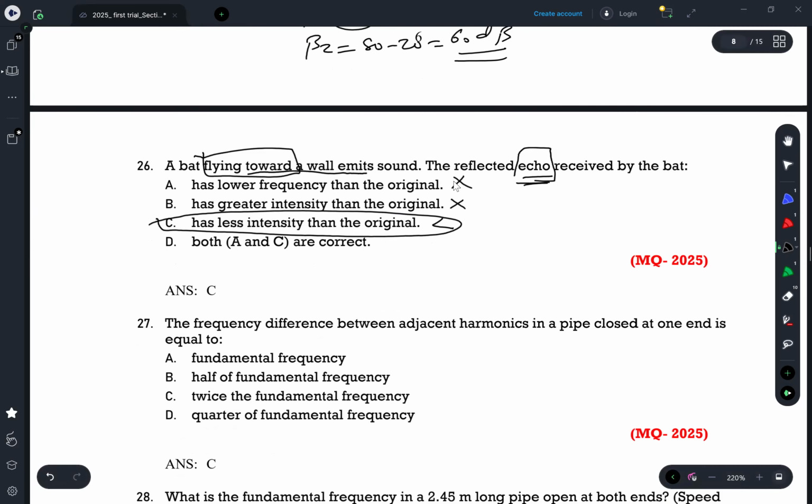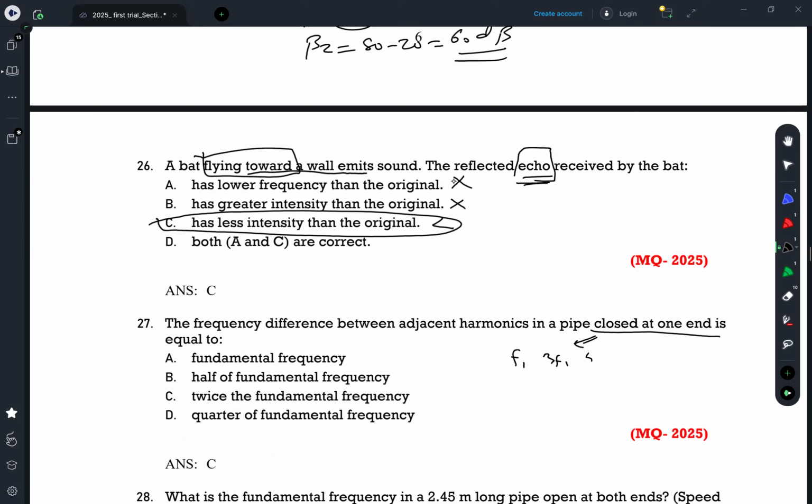The frequency difference between adjacent harmonics in a pipe closed at one end is equal to twice the fundamental frequency, because we know that for a pipe closed at one end, the frequencies of the harmonics are F1, 3F1, 5F1, 7F1. So the separation between adjacent harmonics is 2F1, twice the fundamental frequency.